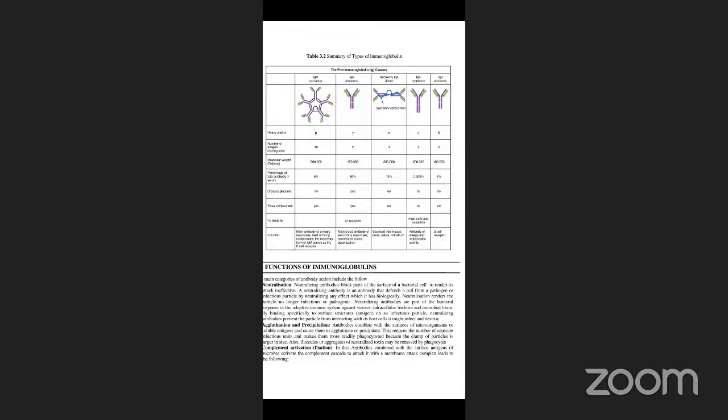Then you have to remember the number of antigen binding sites, because IgM is a pentamer, and each antibody has 2 antigen binding sites, so 5 into 2 is 10. Like that you have to remember. The molecular weight is not much necessary. Obviously, if it is a pentamer, it will be heavier, so you can just exclude that. Then the percentage, how predominant it is, is important. Also whether it crosses the placenta and whether it fixes complement.